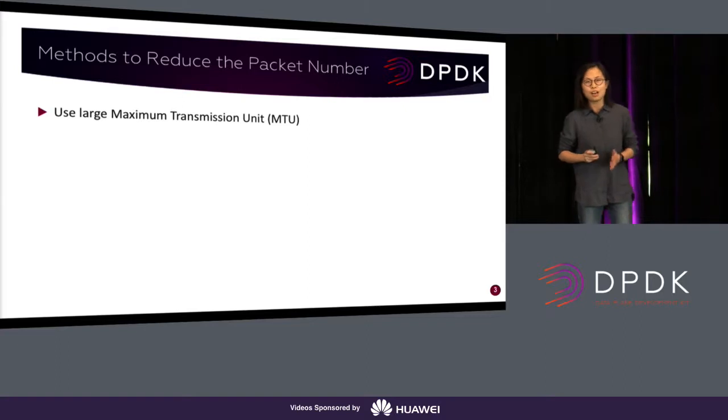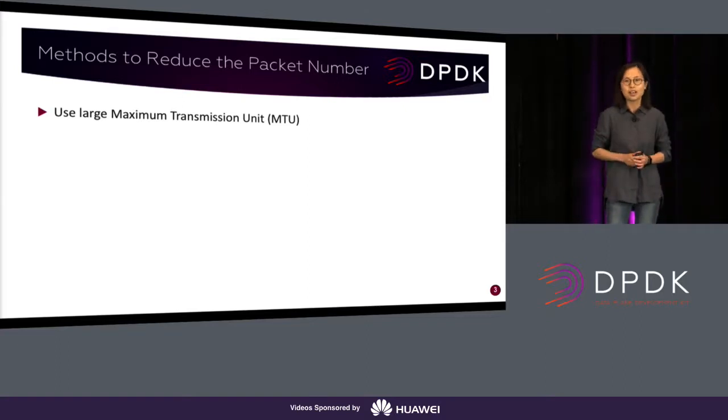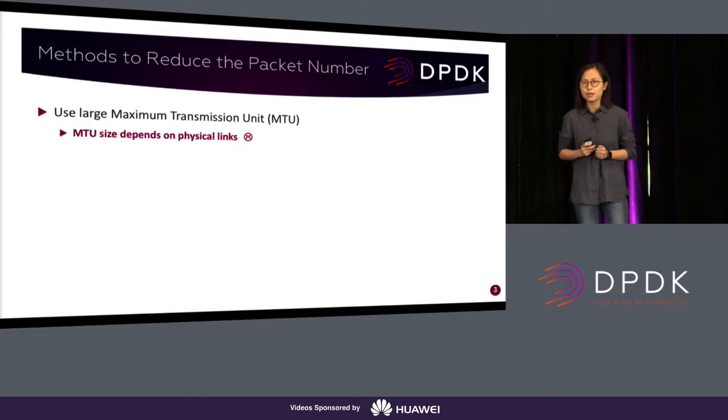The first way we have is to use a large MTU size. A large MTU size enables one packet to carry more data so as to reduce the packet number. But it has a drawback. That is, MTU size depends on the physical link. We cannot guarantee all paths use the large MTU.